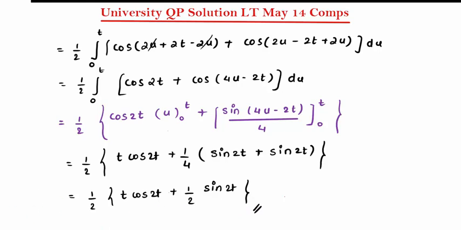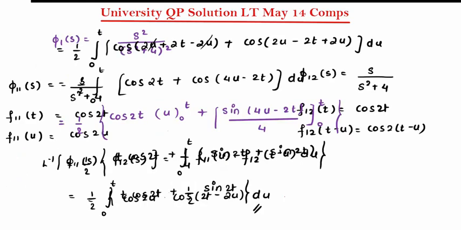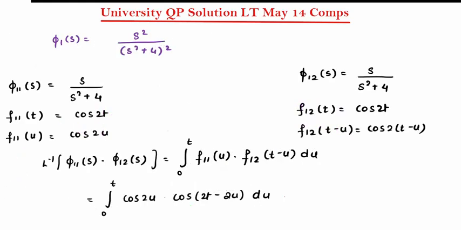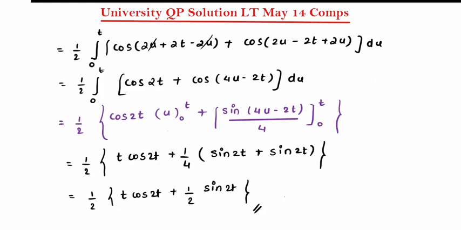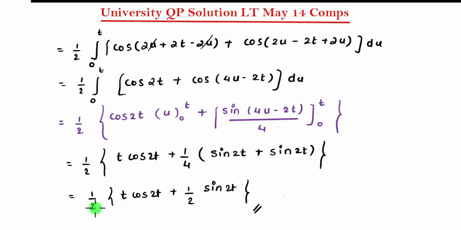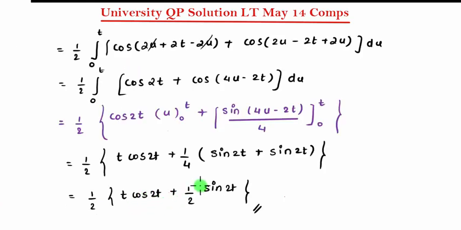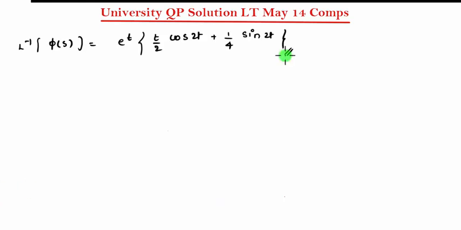But now I need to use this here, and finally I can write L inverse of phi of s as the answer which I have got. So putting into L inverse of phi of s, there is e raised to t multiplied. So L inverse of the final phi of s is e raised to t, and then we can write this as t by 2 cos 2t, and next is plus 1 by 4 sin 2t. That completes my whole sum.